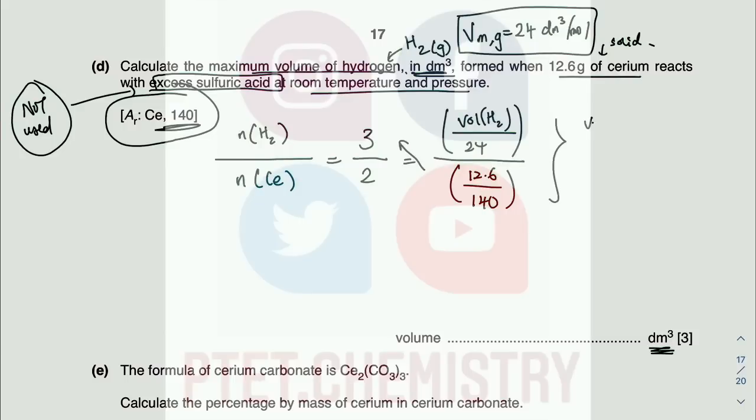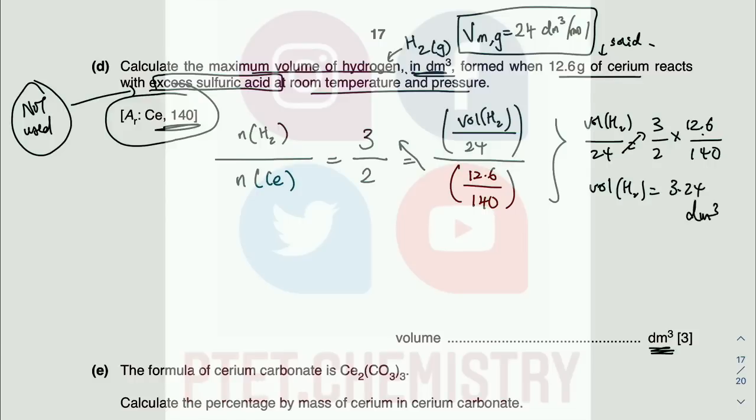I hope you can see the volume of H2 over 24 is 3 over 2 times 12.6 over 140. I can move up the 24. Remember the volume of H2 is in dm cube because I use 24 dm cube per mole. So that's going to give you 3.24 dm cube, and they did not specify to leave it to 2 or 3 or whatever, and plus this is the exact number, so you leave it as the exact number.